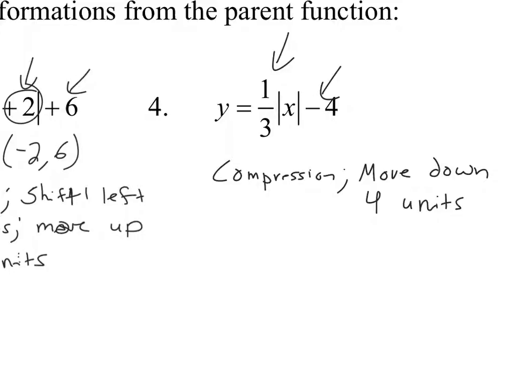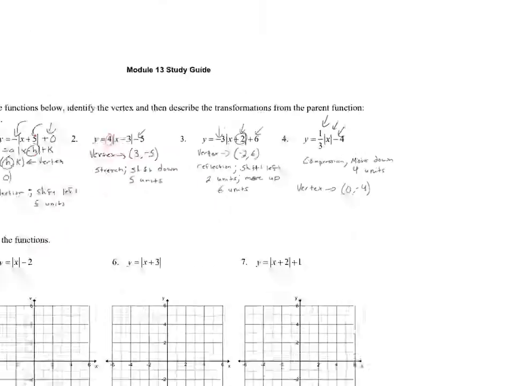And I forgot about the vertex. So the vertex here, what number's in the h position? That's the same thing as saying x plus 0, right? So 0 would be in the h position, and then negative 4, that would be your vertex.